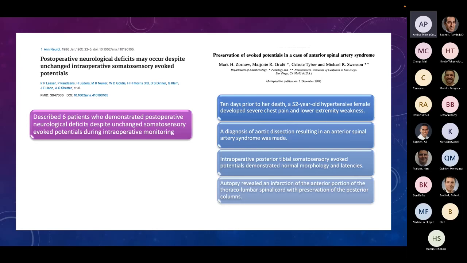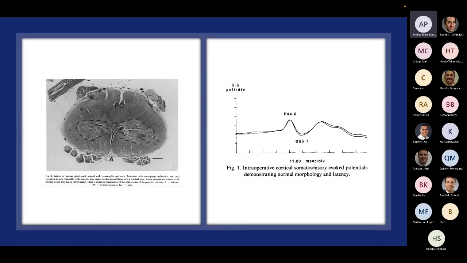Intraoperatively, they used SSEPs to monitor her spinal cord, and it demonstrated normal morphology and latency. However, after she subsequently passed away, an autopsy revealed that she had developed a severe infarction of the anterior portion of her thoracolumbar spinal cord, and ultimately preservation of her posterior columns. And that's a section from the paper of her spinal cord. You can see that there's infarct of the anterior columns with macrophage infiltration, and then relative preservation of the posterior columns.